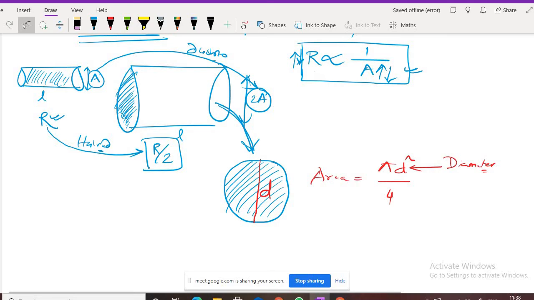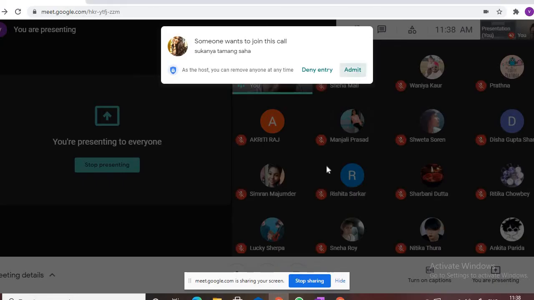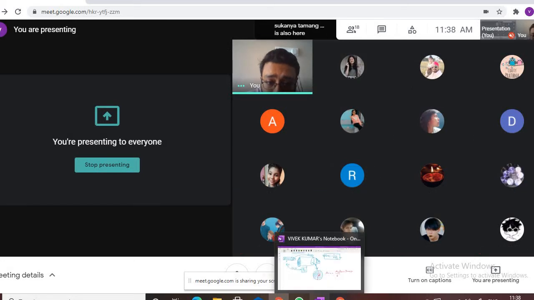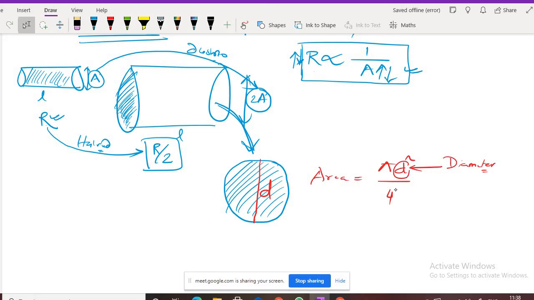The area is pi d square by 4. If the area is pi d square by 4, you can see that if I increase the diameter, the area will increase or decrease? Come on, tell me. If the diameter increases, will the area increase or decrease? Yes, increase.